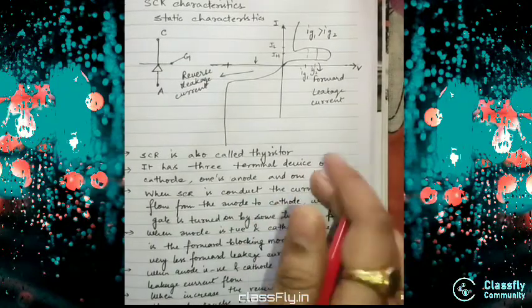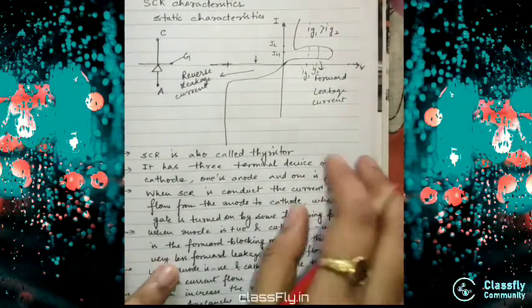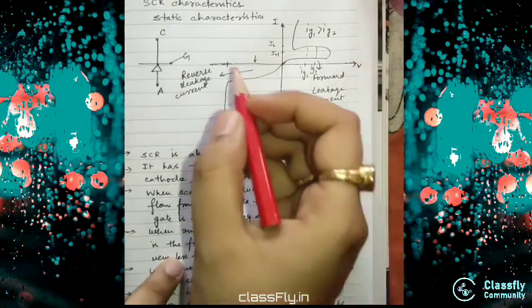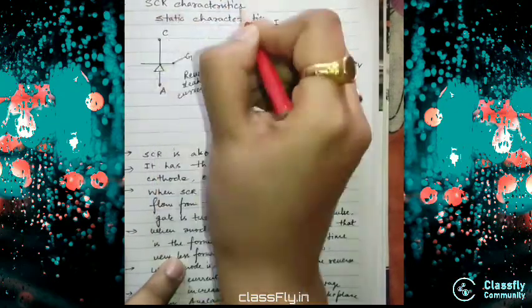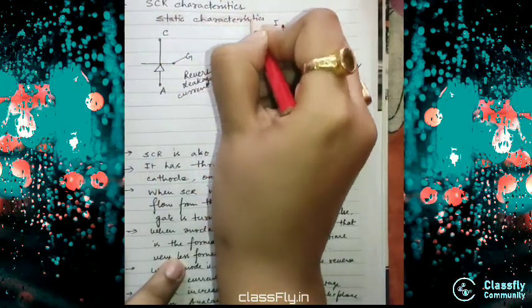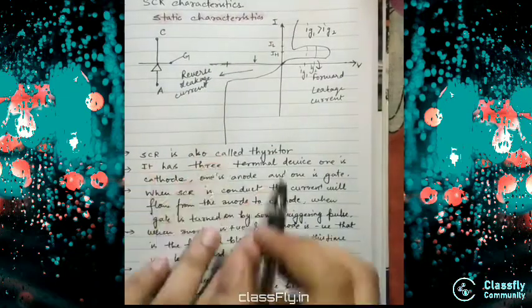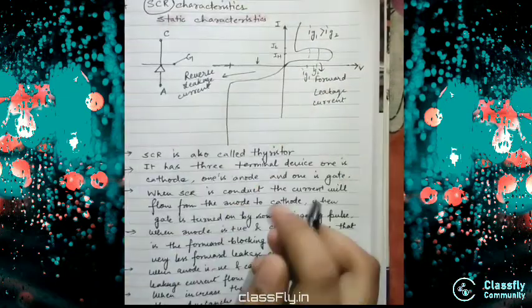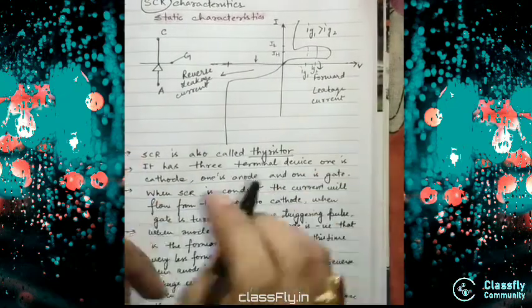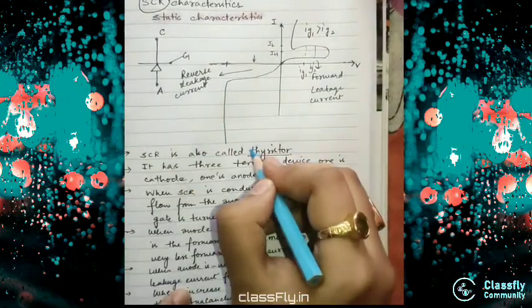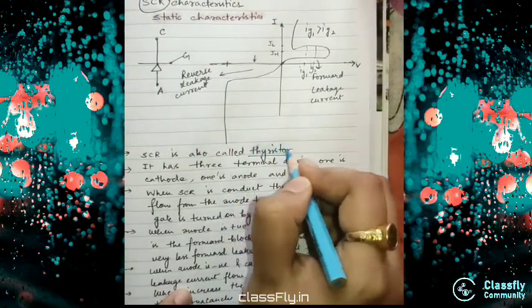So today we will be doing the SCR characteristic and the phase control portion. So here we will be doing the static characteristic. We know that the SCR is also known as thyristor.